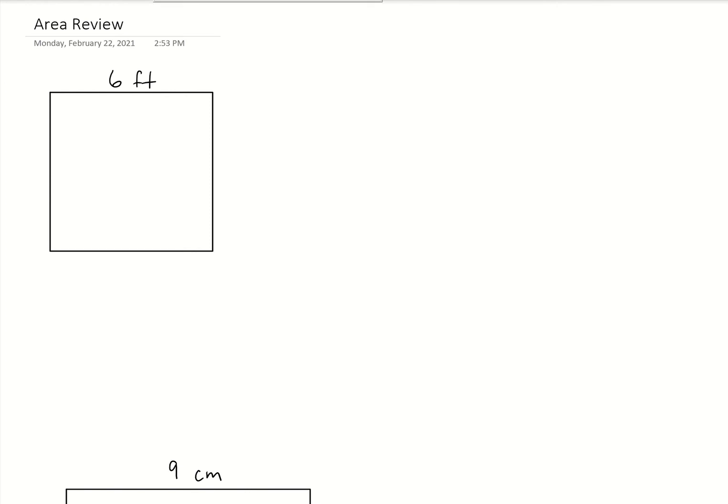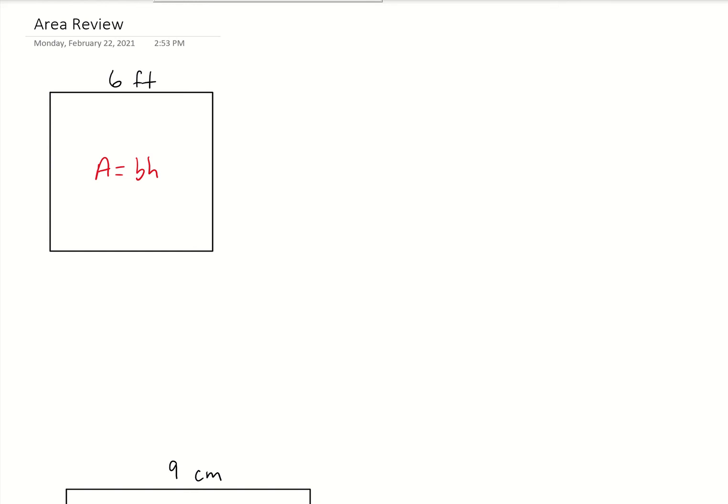All right, so we'll jump in first with the square. The area of a square is summed up by A equals BH. This means area equals base times height, where B is base and H is height, okay?